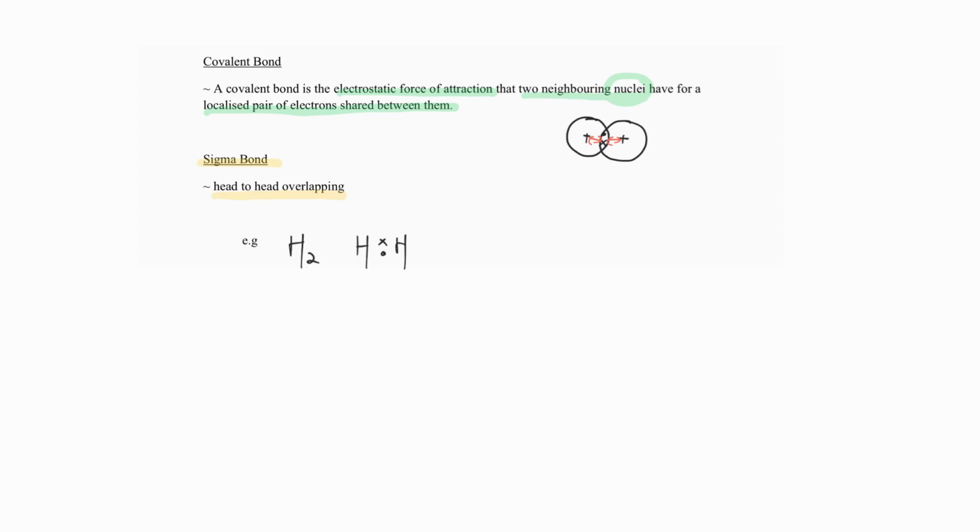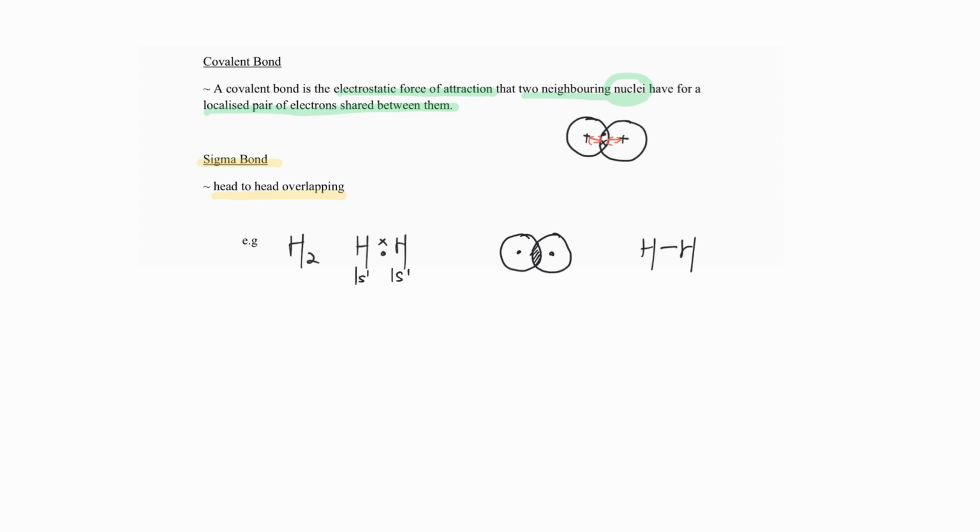The overlapping will happen to the valence shell. Looking into the electronic configuration, the valence shell of hydrogen atom here is s orbital. The shape of s orbital is spherical. So two hydrogen atoms, they will have the s orbitals overlapping. This type of overlapping, we call head-to-head overlapping, and it gives us a sigma bond. These are the nuclei of them.